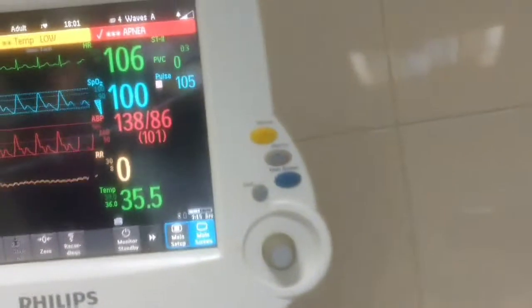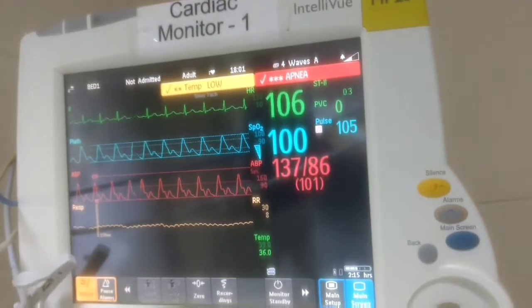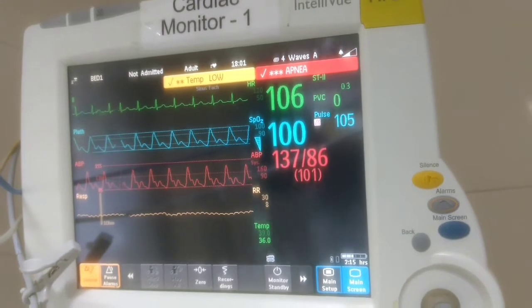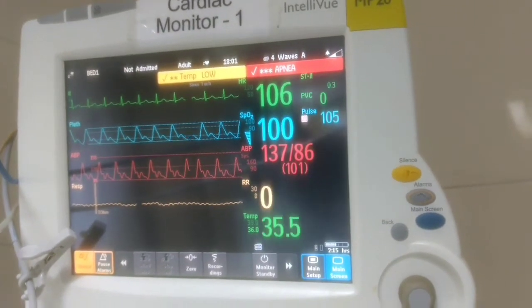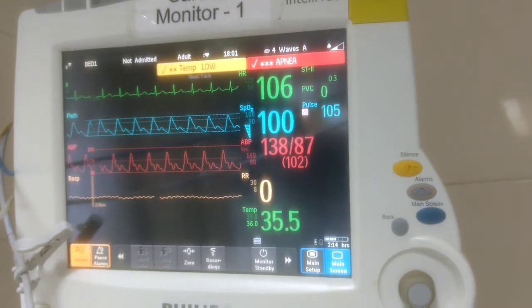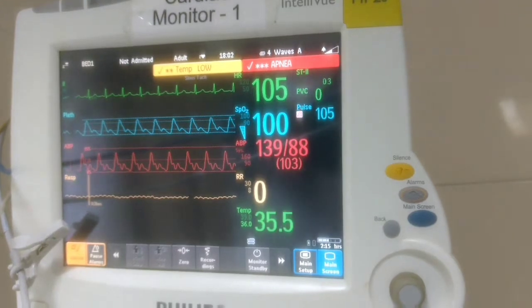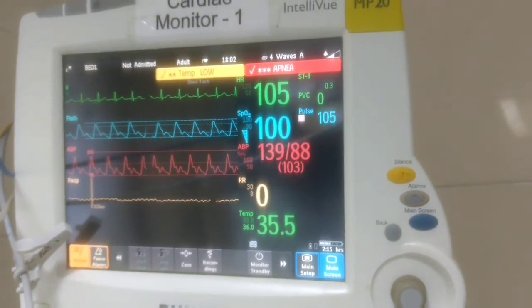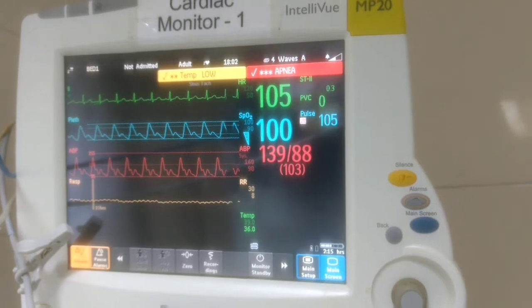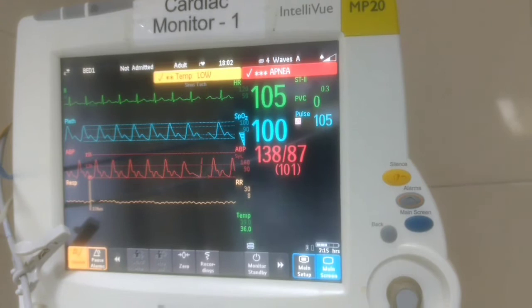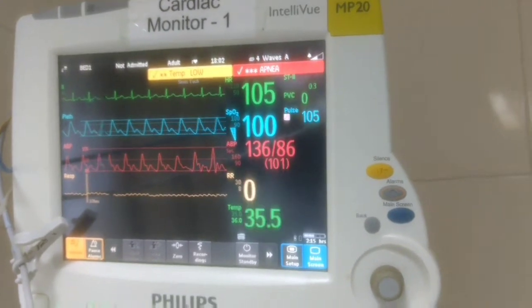Monitor the cardiac multipara monitor values: heart rate, saturation, blood pressure, temperature, and respiratory effort. The monitor may show the alarm of apnea. The respiratory rate will be 0. You are seeing some fibrillatory waves in the respiratory waves, which may be due to the pulsatile waves from the heart. So carefully monitor the time.